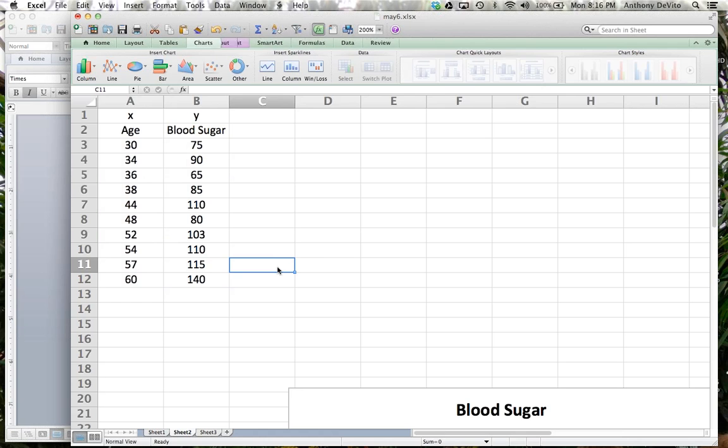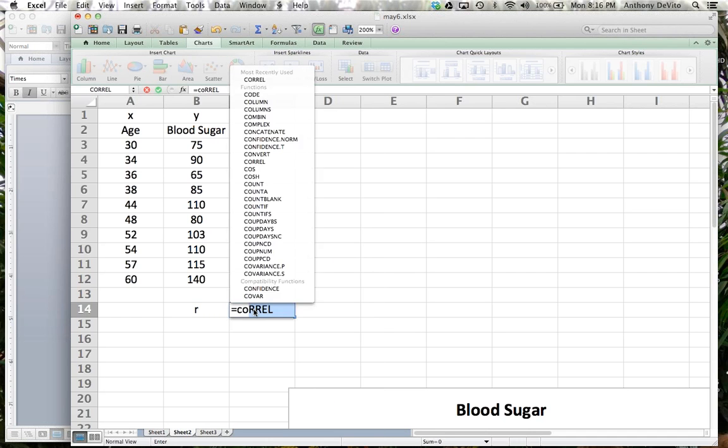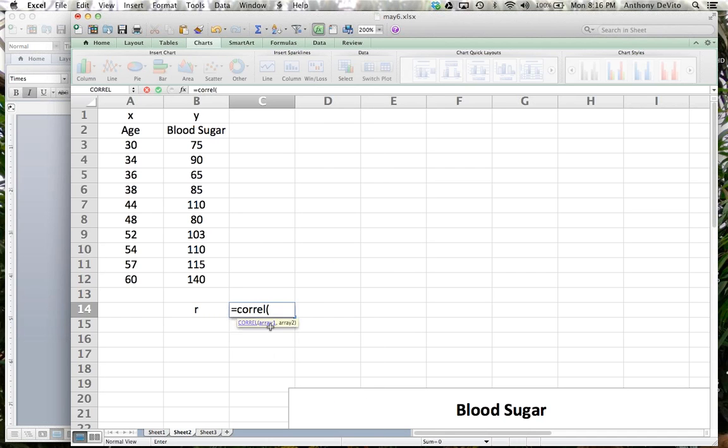Okay, now I'm going to do it very quickly first time around. I'm going to use Excel to calculate it for me. There is actually a function built into Excel. I'm going to call that correlation coefficient R. That's going to be equal to correlation, parentheses. It asks me for array 1 and array 2. In other words, the x values, comma, and the y values. I'm going to hit enter, and the correlation coefficient is equal to 0.82.